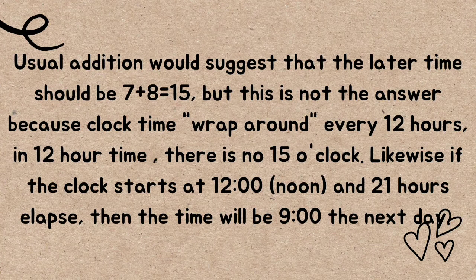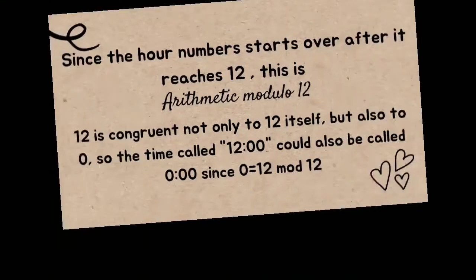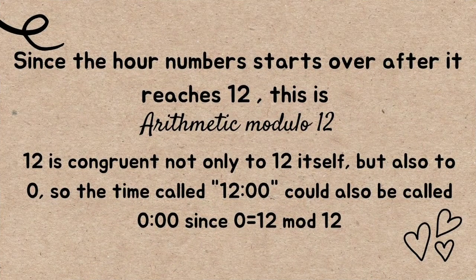Likewise, if the clock starts at 12 o'clock noon and 21 hours elapse, then the time will be 9 o'clock the next day. Since the hour number starts over after it reaches 12, this is arithmetic modulo 12. 12 is congruent not only to 12 itself, but also to 0, so the time called 12 o'clock could also be called 0 o'clock since 12 is congruent to 0 mod 12.